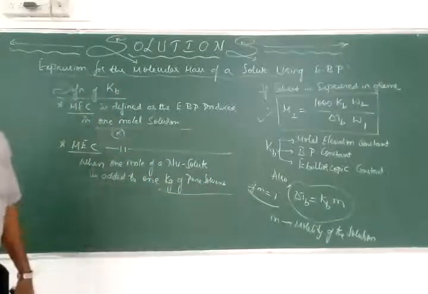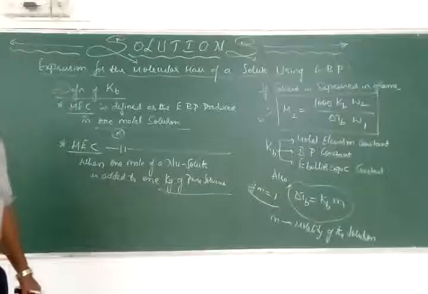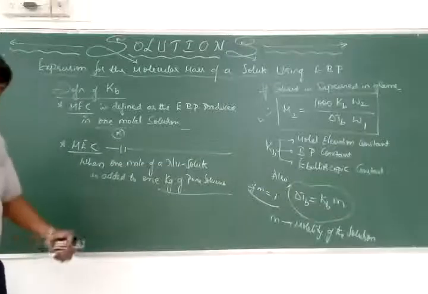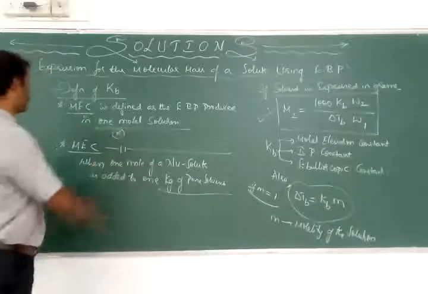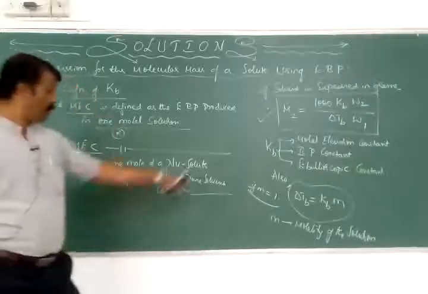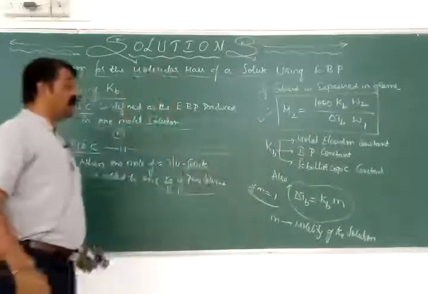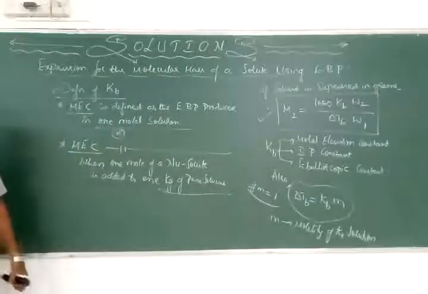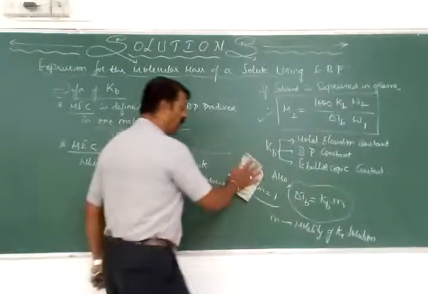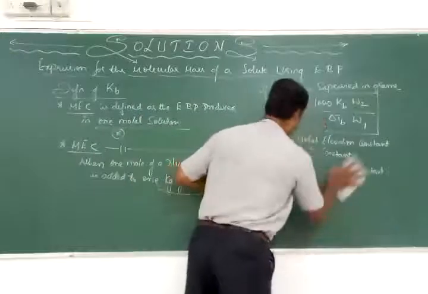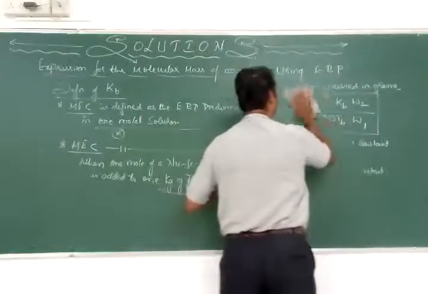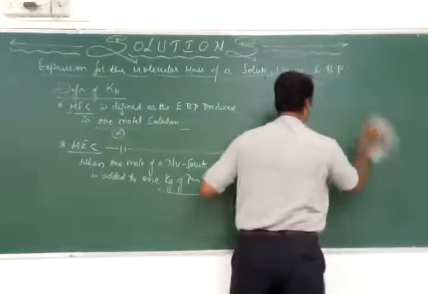What is 1 molar? 1 mole of a solute is added to 1 kg of solvent. The elevation in the boiling point produced is called MEC, the molar elevation constant, or the elevation in the boiling point constant, or sometimes the ebullioscopic constant. So that is the definition of Kb.